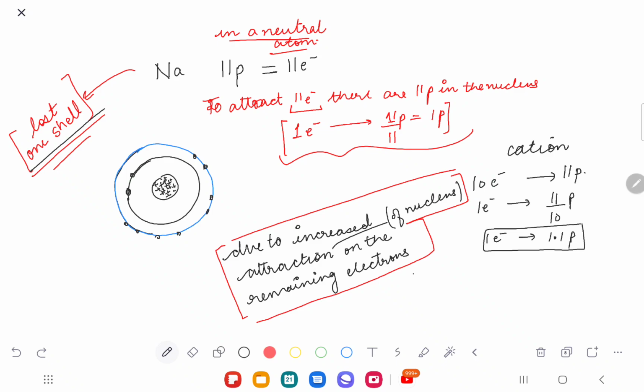So can I also say one more thing, that the positive force of attraction of the nucleus is now reaching outside the atom to a greater extent. Do you understand my point? The nucleus force of attraction is reaching outside of the atom to a greater extent. Do you understand my point?